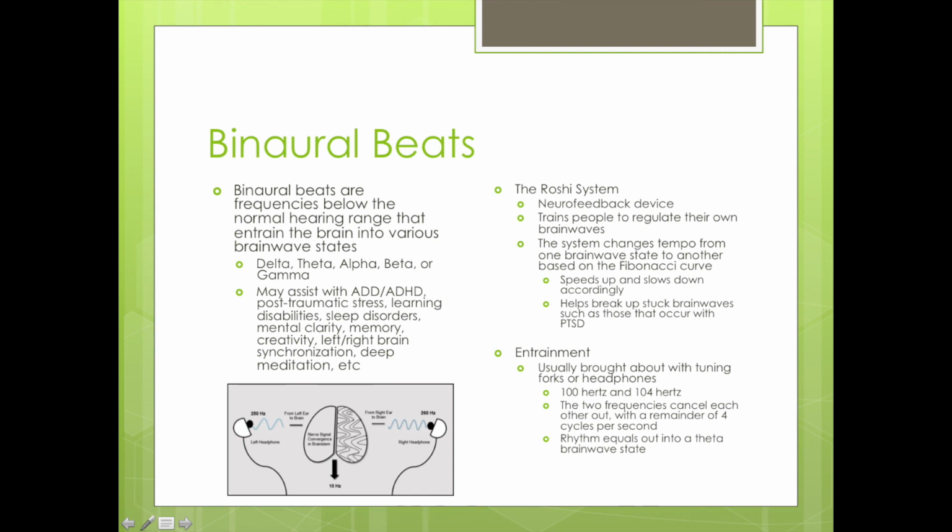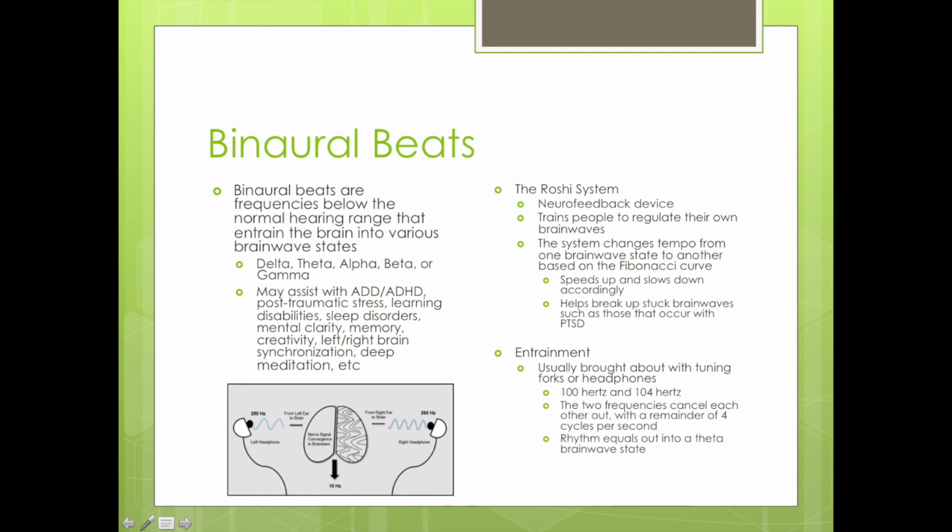So binaural beats are frequencies below the normal hearing range that entrain the brain into various brainwave states. So that of delta, theta, alpha, beta, or gamma. And they may assist with conditions like ADD or ADHD, post-traumatic stress, learning disabilities, sleep disorders, mental clarity, memory, creativity, left-right brain synchronization, deep meditation, etc.